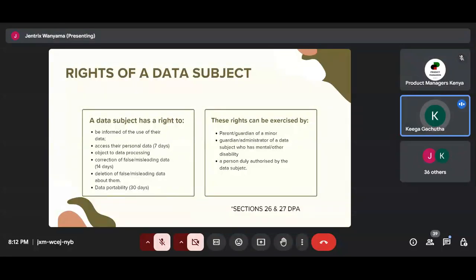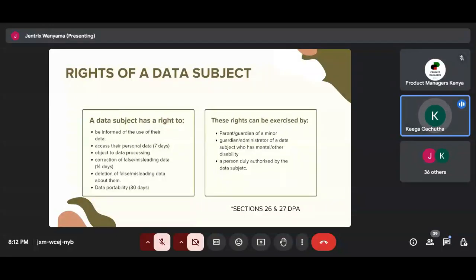The other question is from Isaac Opio. Most local banks have hired services of core banking offered by foreign-based companies with servers out of the country. How do they comply? They comply through having information sharing agreements, or where there's an adequacy decision that has been offered by the Office of the Data Protection Commissioner.